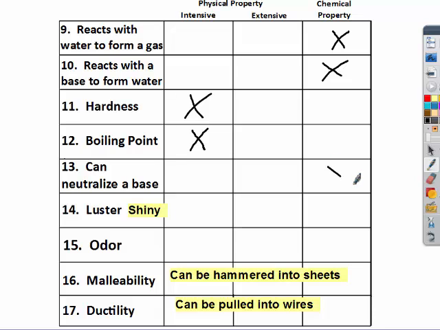Neutralizing a base is chemical. I don't know if it can neutralize it till I put it together. Luster, I can look at something and see if it's shiny, and if it's shiny, that does help me identify it. A lot of metals are shiny. Odor is a physical property, and it can help you identify it.